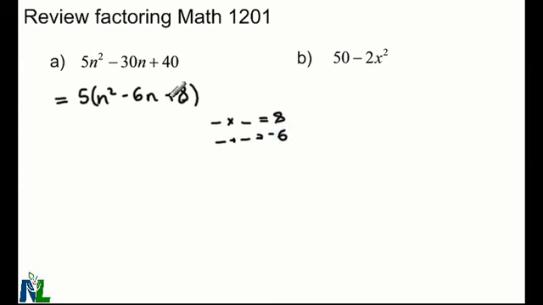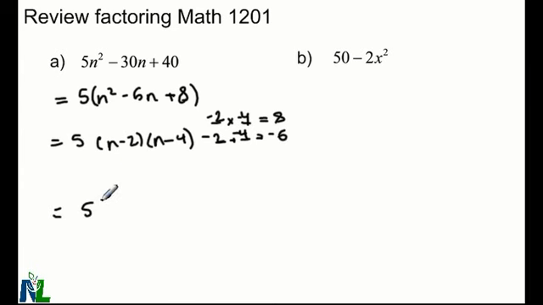So looking at this, I've got 5, and two numbers that add to give me negative 6 but multiply to give me 8 would be 2 and 4 if both terms were negative. So I have n subtract 2, and n subtract 4.